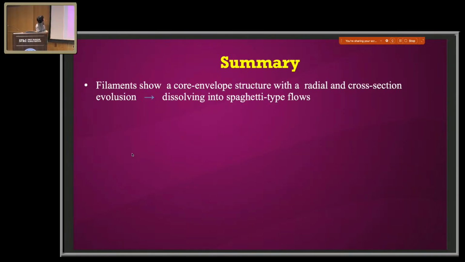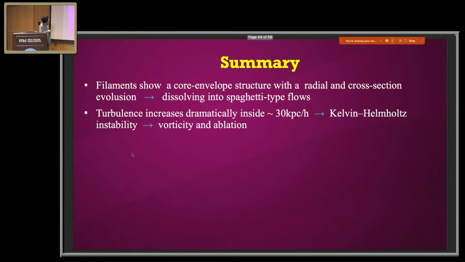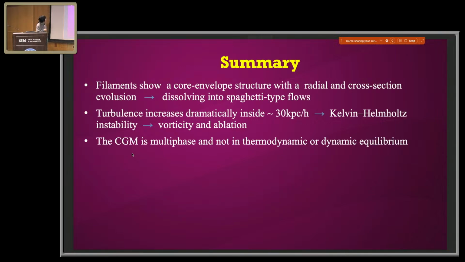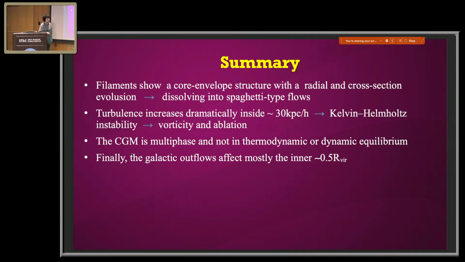So here is a summary. Our simulations show the filament has core structures, and it will dissolve into spaghetti-type flows. Also, our turbulence increased dramatically inside something like 30 kiloparsecs around the galaxies, and it may be triggered by the ablation of the streamers. And our CGM is multi-phase, not in thermodynamic or dynamic equilibrium. And finally, our galactic outflows affect mostly inside about 0.5 radius. That's all. Thank you.